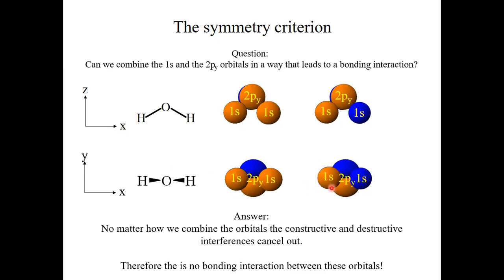So in this case, we would have constructive interferences here and destructive interference over there, and constructive interferences here, but equally strong destructive interferences over here. So no matter what we do, the bonding and the antibonding interactions always cancel out. And therefore, the combination of the 2py and the 1s orbitals will not result in molecular orbitals.